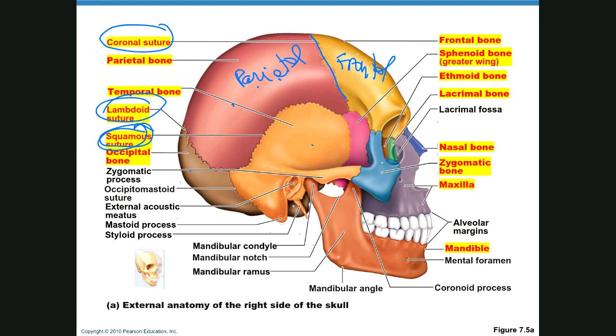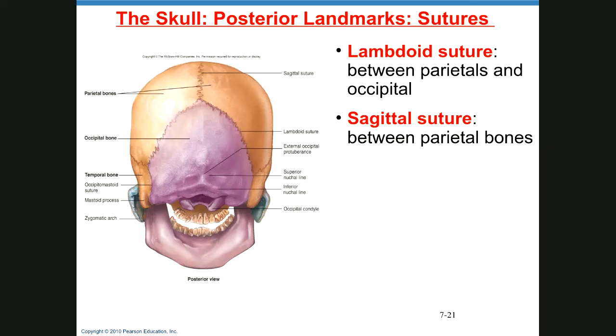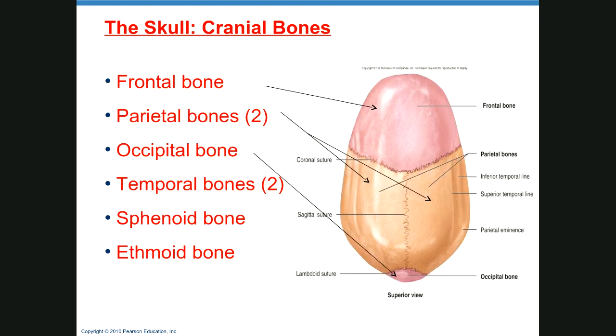The only suture that we cannot see from this view is the sagittal suture, which is between the two parietal bones. So right here, this is the sagittal suture. Here is the lambdoid suture, and you can see a little bit of the squamous suture right there. Again, this is the coronal suture between parietal and frontal, and the lambdoid suture between occipital and parietal. And here is the sagittal suture.